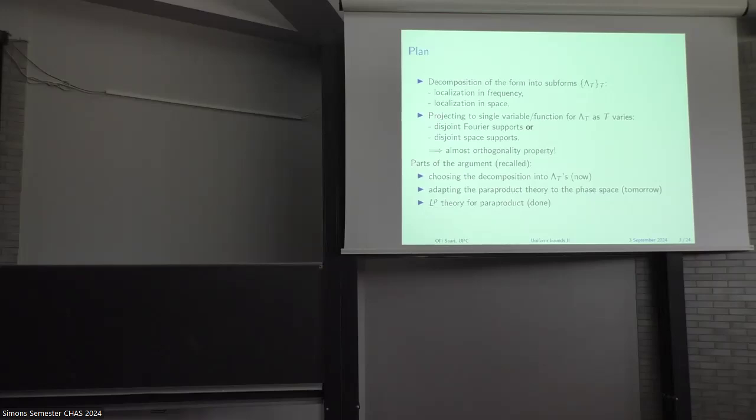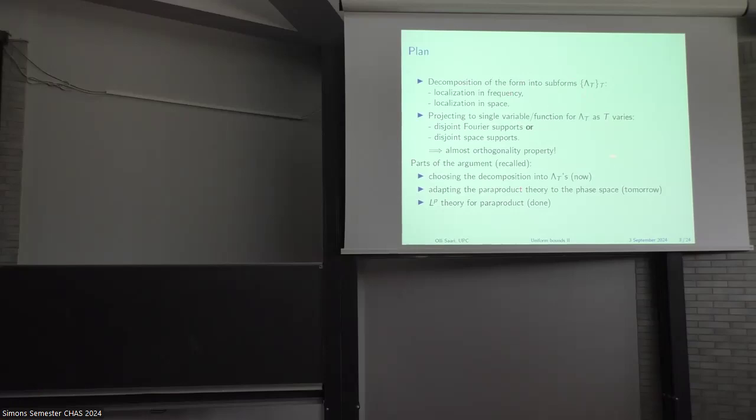And now the idea is that when we take one of these subforms and we project to one of the functions, we will have a dichotomy there. So either we have kind of Fourier orthogonality or we have L^p orthogonality in the sense of disjoint space forms. And this gives us an almost orthogonality property for these different subforms. And this is a somewhat involved computation to put these pieces together. So these two points here are just the heuristic, and we will make them a bit more precise.